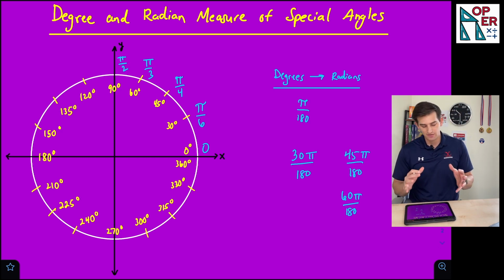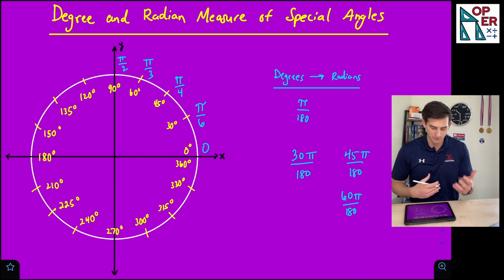So now these four measures here, pi over 6, pi over 4, pi over 3, pi over 2, are probably the main conversions from degrees to radians that we want to memorize, or at least understand pretty well, because the rest of these measures are just multiples of those four measures that we already have.